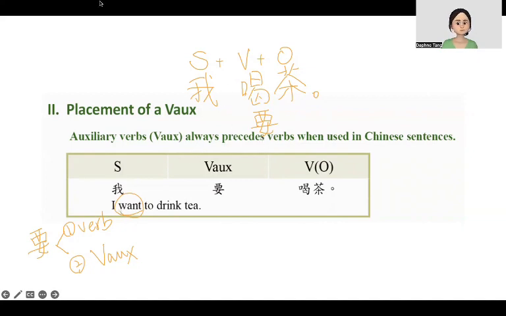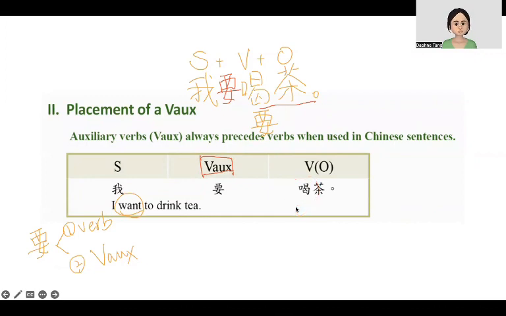If we put this auxiliary verb before a verb, 我要喝茶 means in my mind, I have the desire, I want to drink tea. We use auxiliary verb to tell the listener more information about the verb.